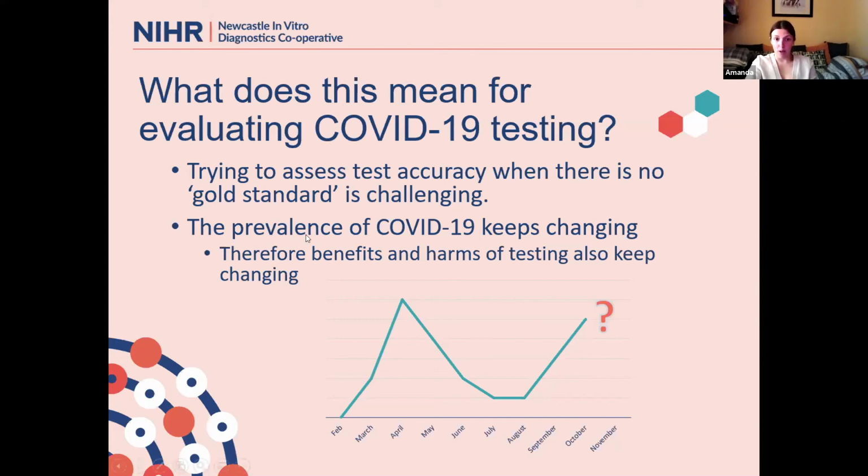And another problem with COVID-19 testing, as I've just mentioned when we were talking about prevalence and predictive values, is the prevalence of COVID-19 keeps changing. As you can see from that graph at the bottom, we had a big spike in April and then it went down over the summer, and now we're seeing increased incidence of cases again. I've put a question mark there because we don't know, of course, what the future holds, and this change in prevalence keeps changing how we assess the benefits and harms that we're assessing.